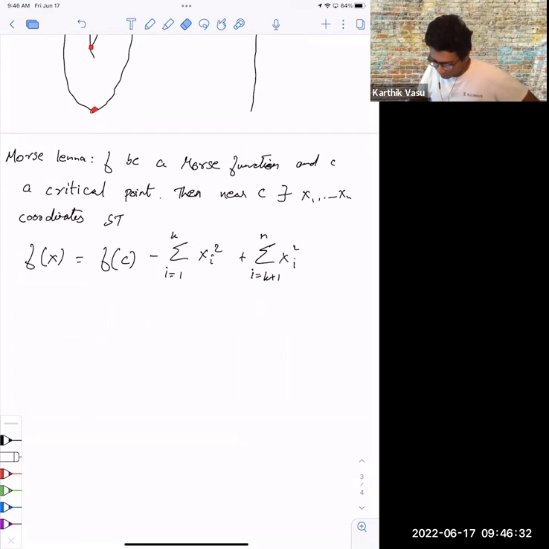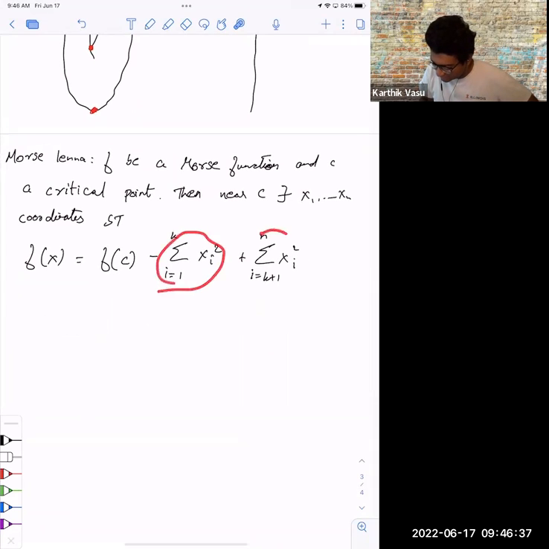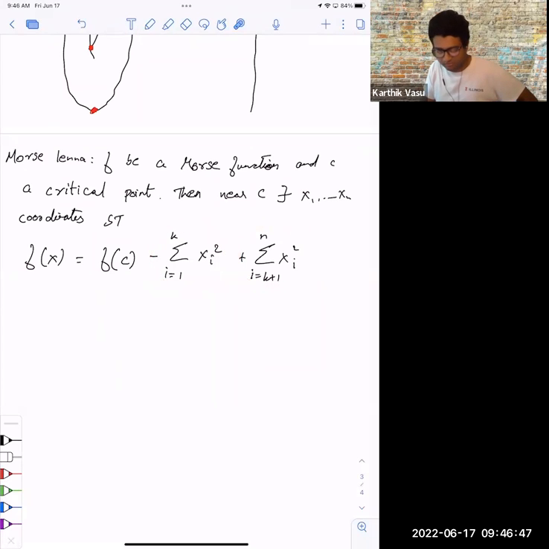Okay, so basically what happens is there are n coordinates and some of them will be negative, some of them will be positive. Okay, that's how it has to be. Now this split of positive and negative is independent of coordinate change. If I had taken some other coordinates, this split will always be the same. So k of them will be negative and n minus k of them will be positive. So what I can define is, for any critical point, I can define this k to be its index, just to tell how many negatives there are. So, definition.